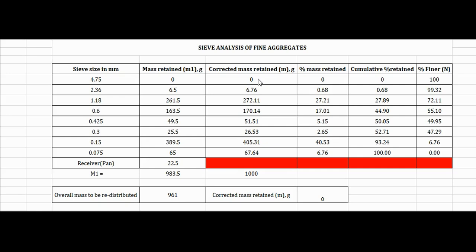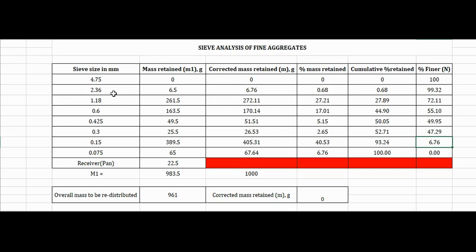Now, how to calculate the corrected mass? Corrected mass is equal to mass retained divided by total mass multiplied by total mass taken. Now, let us simplify that. Corrected mass for the 4.75 mm sieve: what is the mass retained? 0, divided by the total mass actually calculated, that is 961 gram, multiplied by the total mass taken, 1000 gram. So 0 divided by 961 multiplied by 1000 gives us 0.